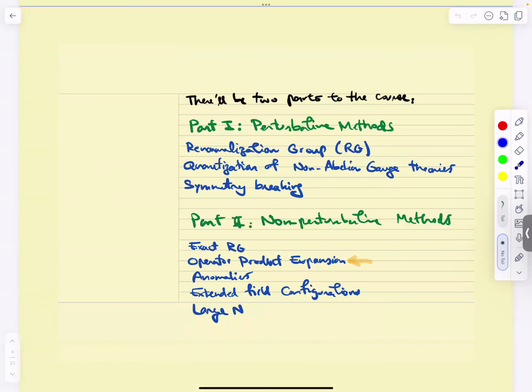There will be, roughly speaking, two parts to this course. There will be the part that's about perturbative methods. This involves a systematic discussion of renormalization group flow. This will be the first part of the course. We'll talk about quantization of non-abelian gauge theories, and as we do that, I will review what a gauge theory is. I'll review the quantization of QED as the simplest example that we discussed in QFT1. And then we'll talk about spontaneous symmetry breaking.